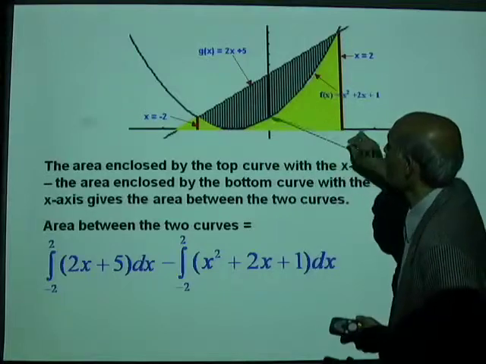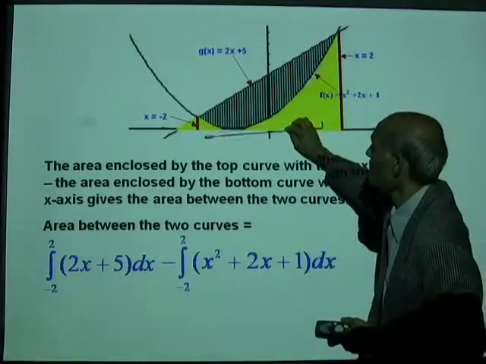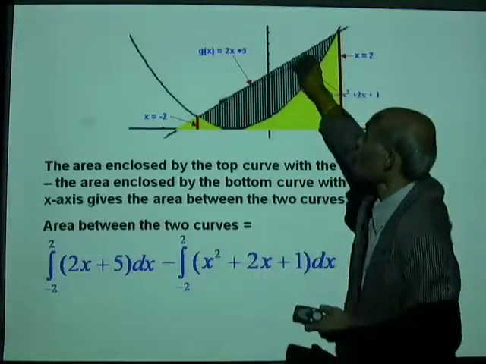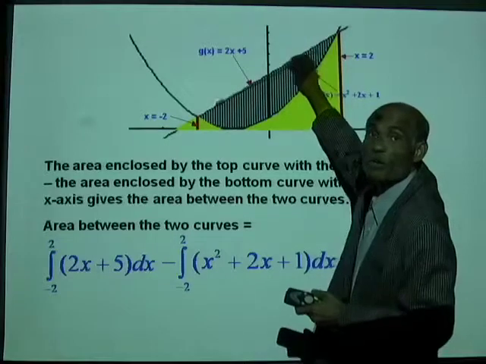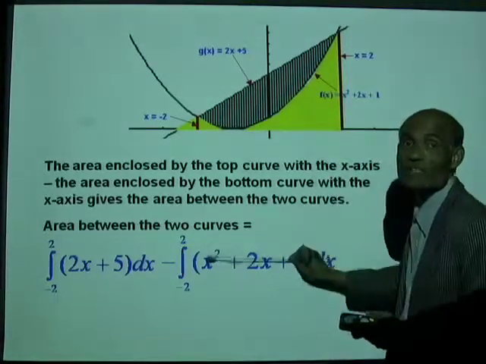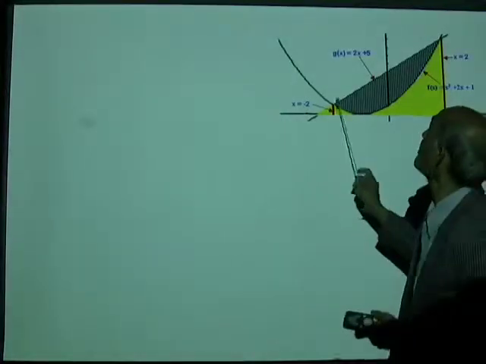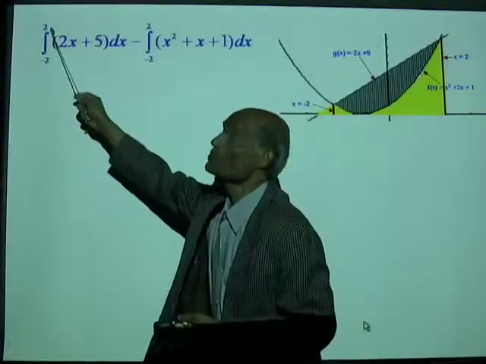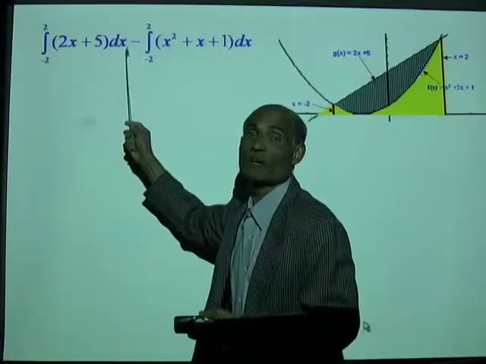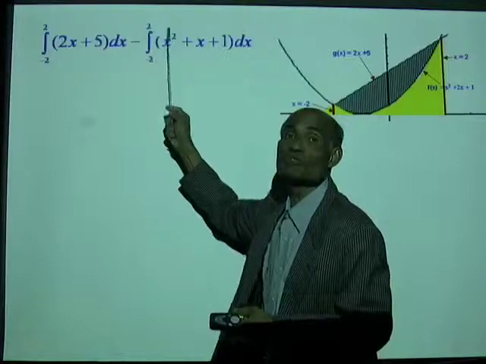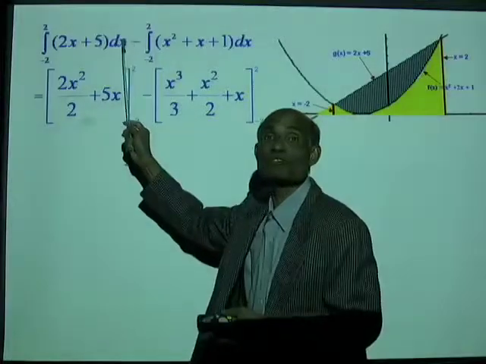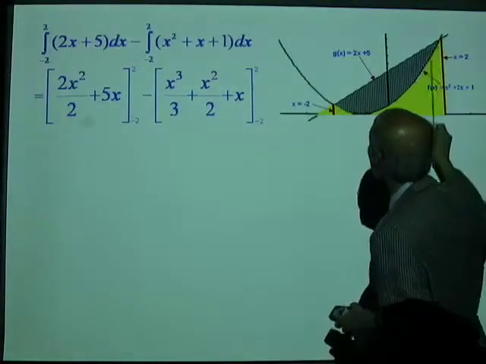That is the area enclosed by the bottom curve with the x-axis. This is the yellow part. This is the total area below g of x. Take away the yellow area, and that will be the area enclosed by the two curves. So, what does this give you? The integral from -2 to 2 of 2x plus 5 dx minus the integral from -2 to 2 of x squared plus 2x plus 1 dx. That is a measure of the area enclosed by the two curves.